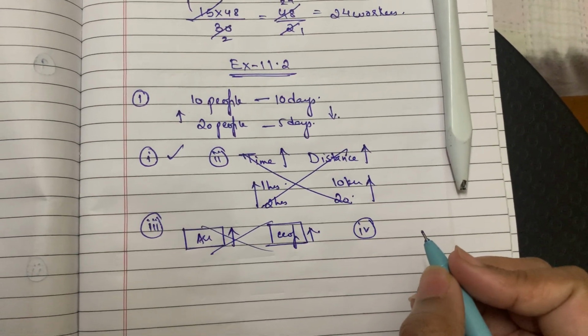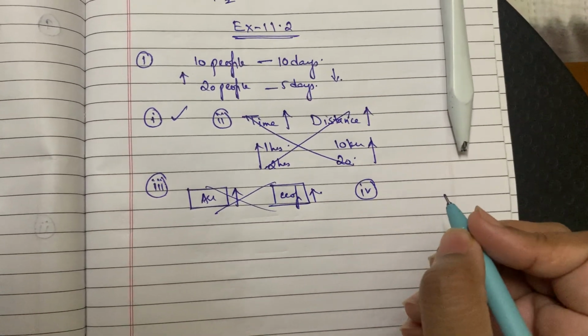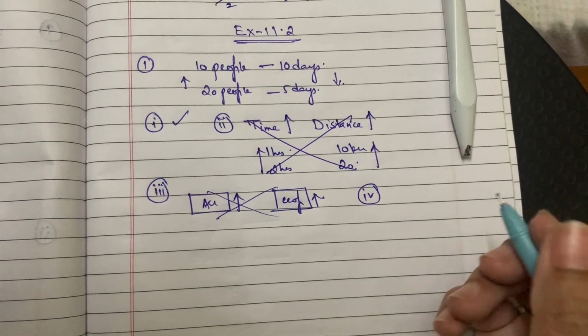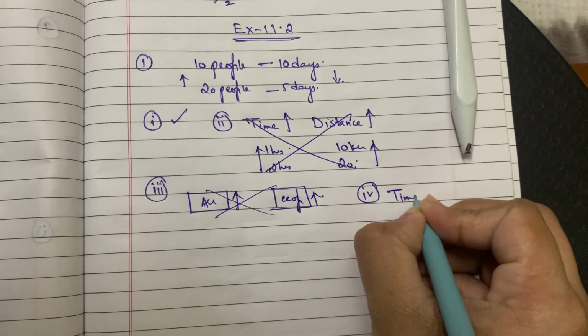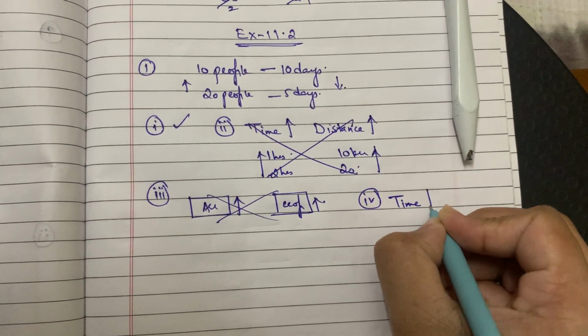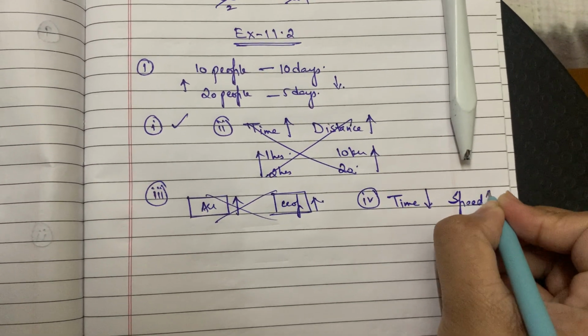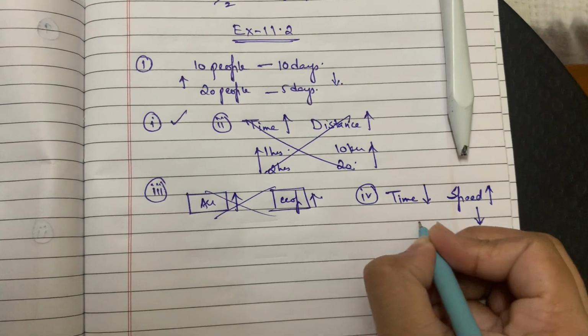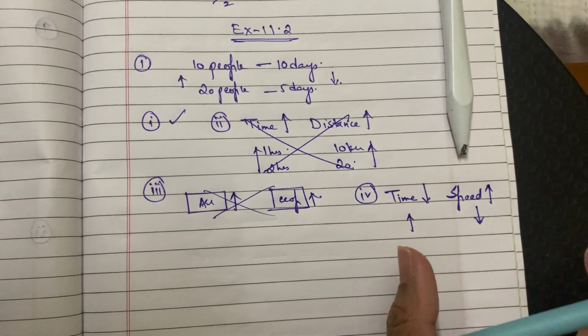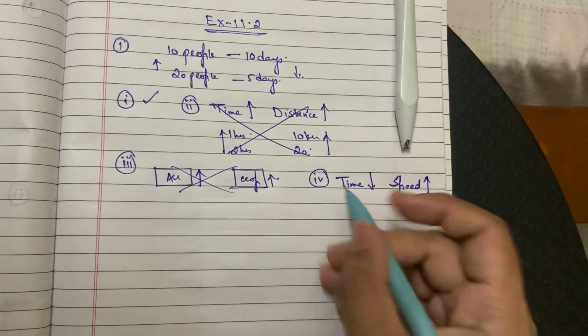Going to the fourth one then. It says the time taken for a fixed journey and the speed of the vehicle. Yes, the time and speed are inversely proportional. Why does the time decrease? Because the speed increases, and if the speed reduces, the time will increase to cover a particular distance. Okay, they are in inverse proportion.